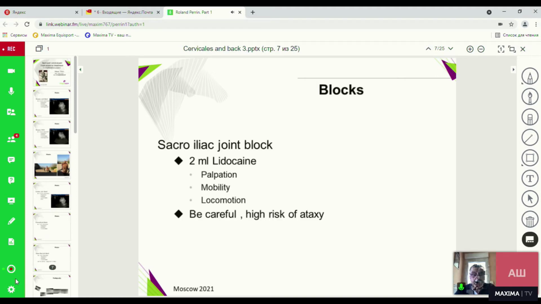And the last one you can do is a sacroiliac joint block. So this is very useful too. You don't have to put a lot, 2 milliliters, no more. Normally it's better to ask the rider to ride the horse after. You just have to be careful because sometimes if you put this product near the sciatic nerves, you have some risk of ataxia.